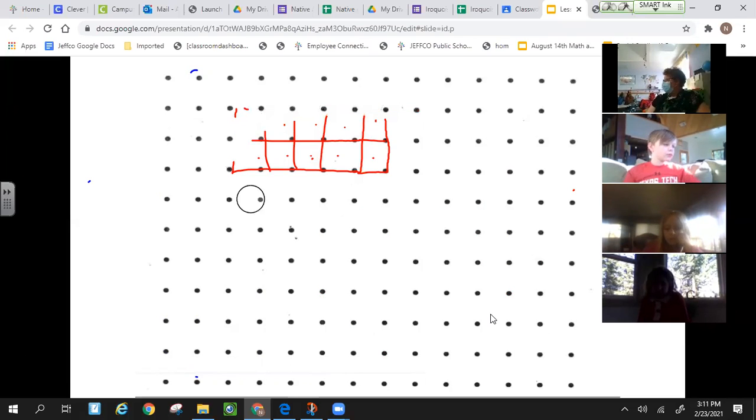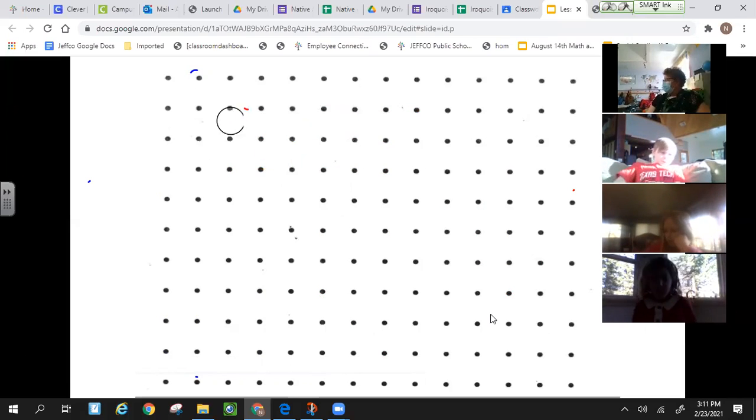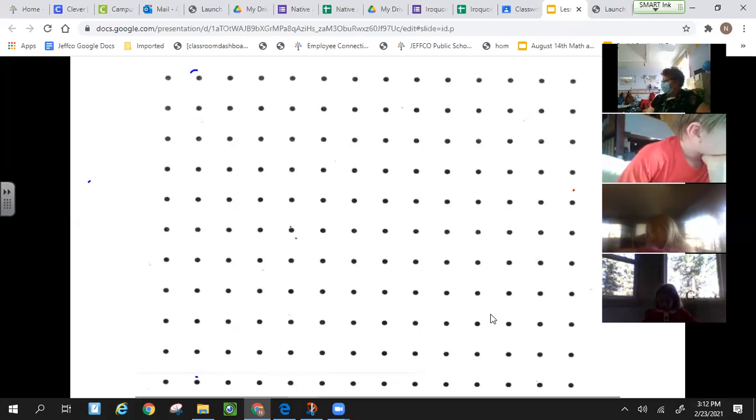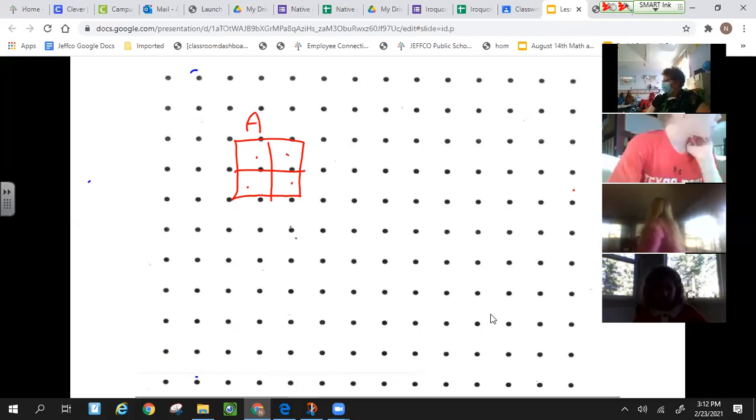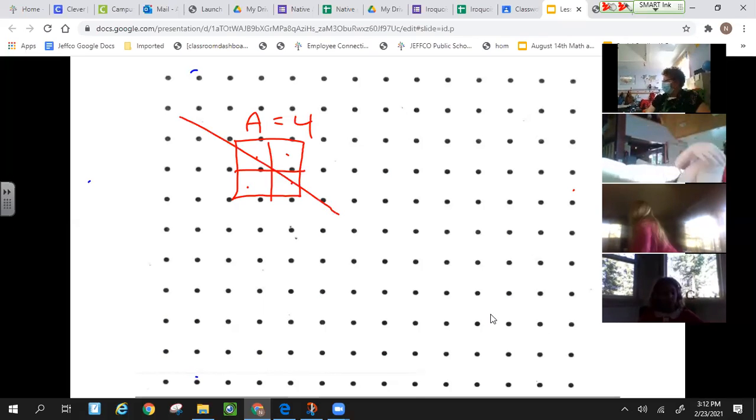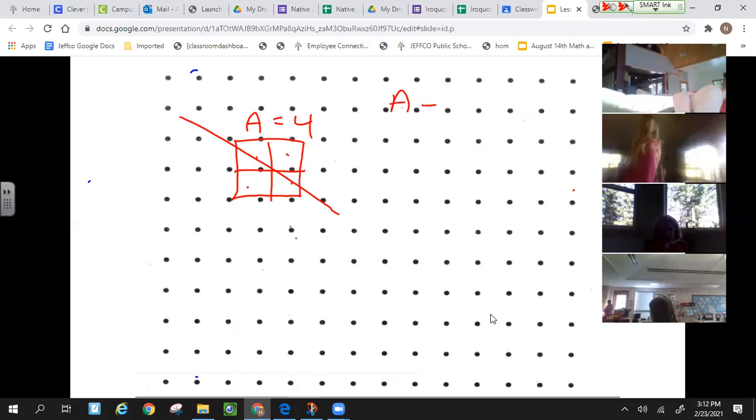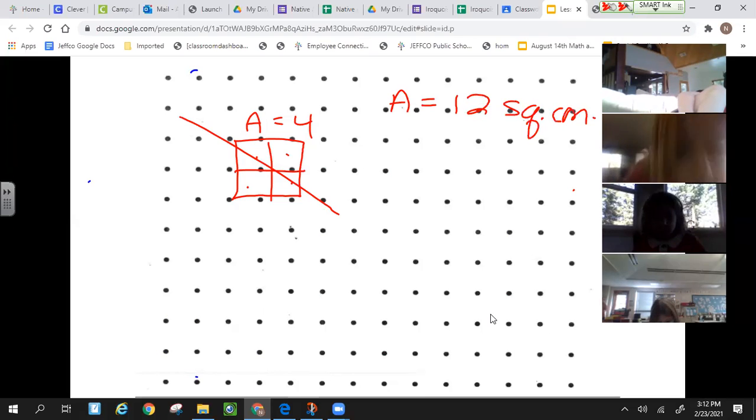You want to find as many rectangles as you can that have an area of 12. That means that there's 12 squares inside of it. If I did something like this, and it only had 4, that is not what I want. I want the area to equal 12 square centimeters. Go for it. See how many you can come up with. Use your dots. Turn your board on. Use your dots.